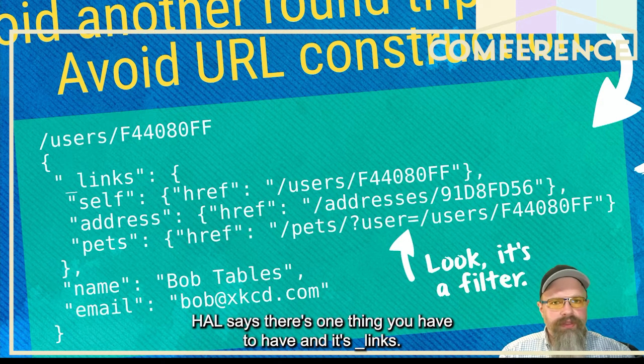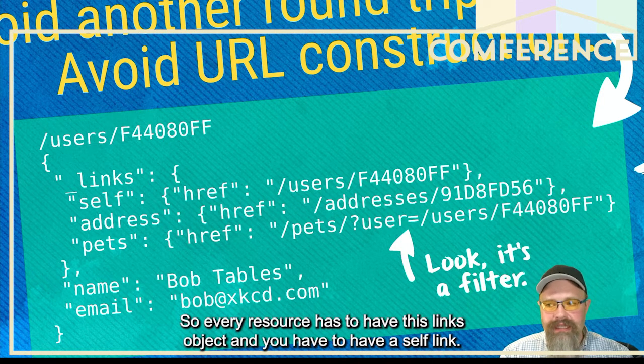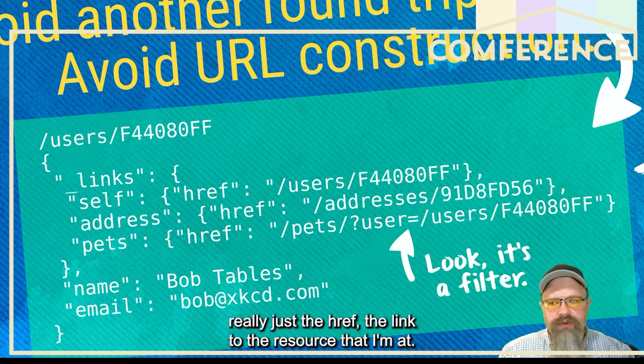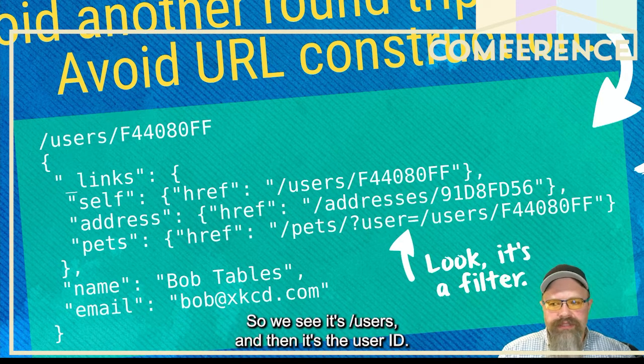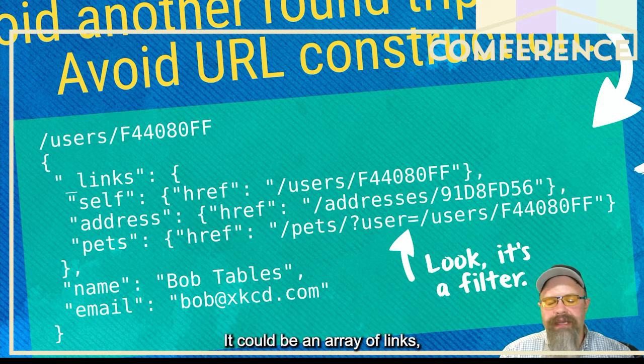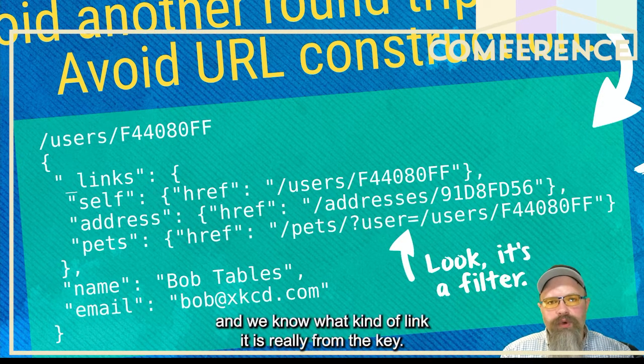HAL says there's one thing you have to have, and it's _links. So every resource has to have this links object, and you have to have a self link. And you can see here, the self link is really just the href, the link to the resource that I'm at. So we see it's /users, and then it's the user ID. Now, each of these links doesn't have to be just a single link. It could be an array of links.